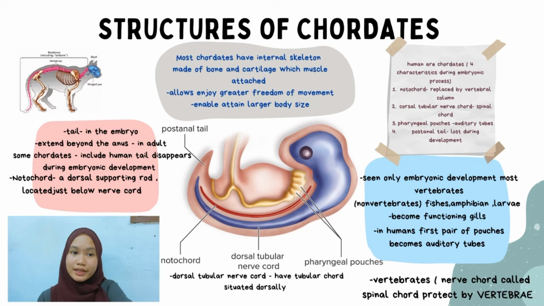Humans are chordates that have 4 characteristics during the embryonic process. First, the notochord is replaced by the vertebral column, the dorsal tubular nerve cord is changed by the spinal cord, the pharyngeal pouch by auditory tubes, and the post-anal tail is lost during development. Most chordates have an internal skeleton made of bone and cartilage to which the muscles attach. Therefore, most chordates enjoy greater freedom of movement, thus being able to attain larger body size.